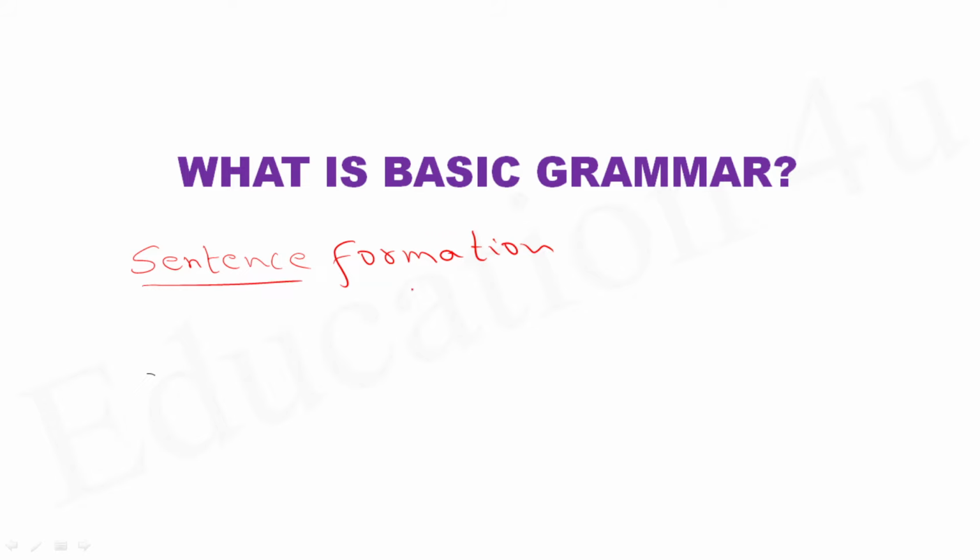So, we all know that sentence formation is possible with a proper subject. Sentence formation is possible with a proper helping verb. HV stands for helping verb. Sentence formation is possible with a proper verb. Please understand, there has to be a proper relationship among these three areas.